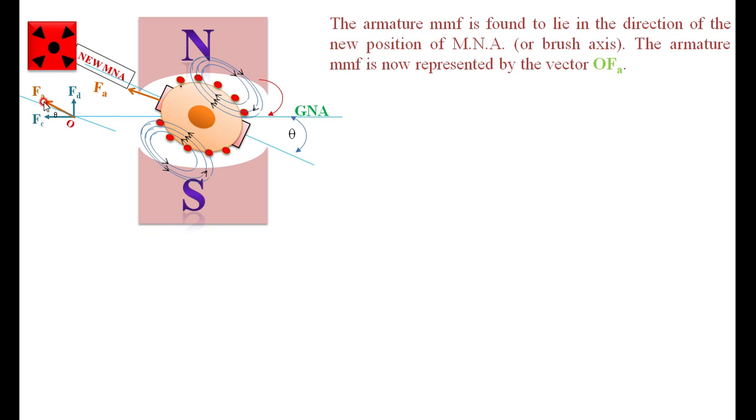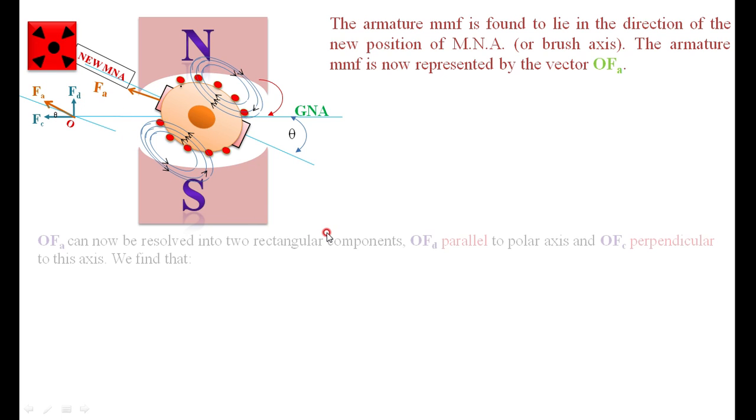So you have two components of FA. FC is called the cross magnetizing component, whereas FD is called the demagnetizing component, because FD is opposing the main flux. FC is distorting the direction of the magnetic flux. Therefore, this is called the cross magnetizing component, and this is called the demagnetizing component. The same thing is explained here.